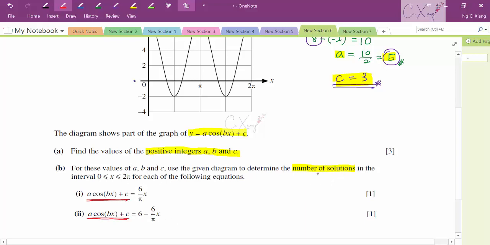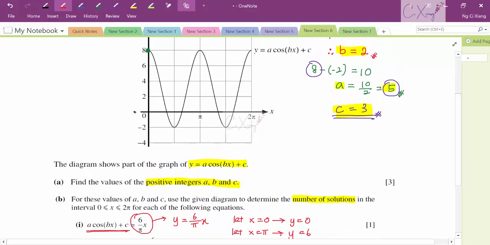If they are looking for the number of solutions, generally we are looking for the intersection points between this y and the equation on the right-hand side, where you need to sketch y equals 6 over pi x. For y equals 6 over pi x, if you let x equal 0, you get y equals 0. If you let x equal pi, then y equals 6. You can use these 2 points to plot on the diagram and figure out how many intersection points there are.